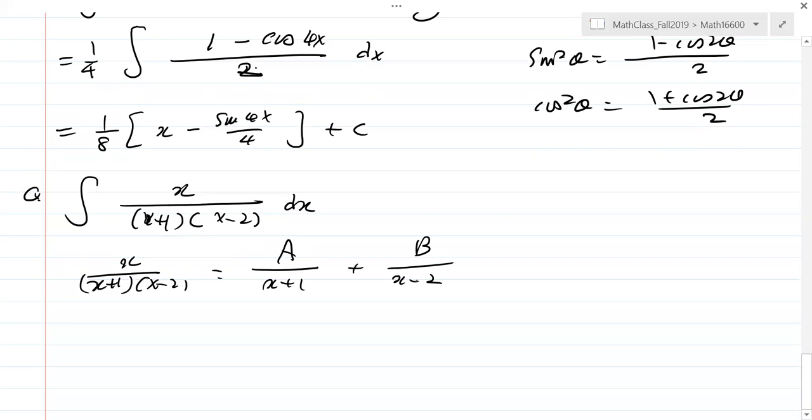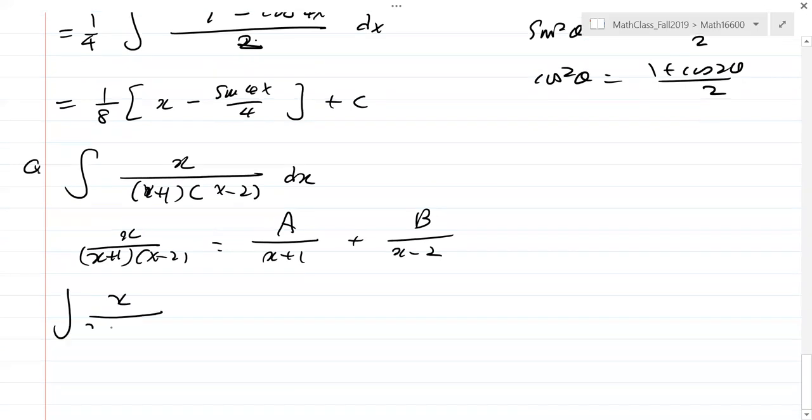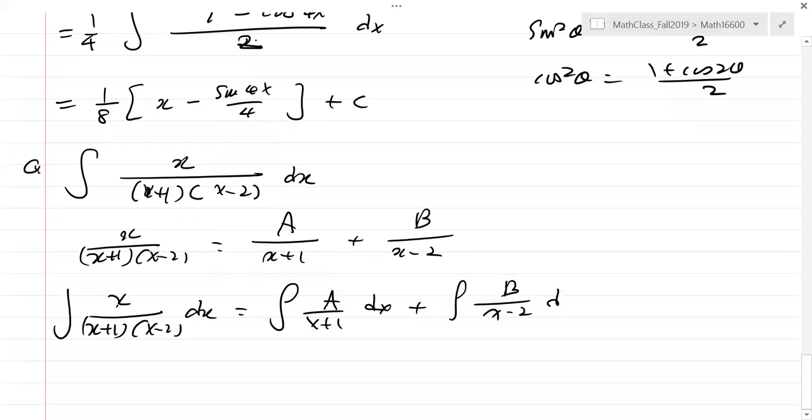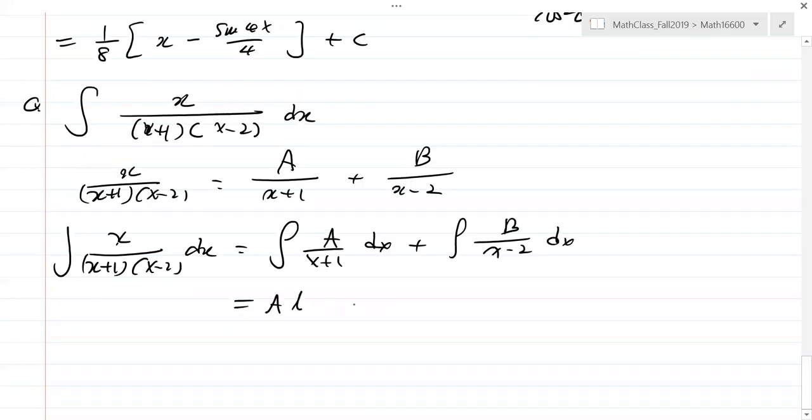You can wait until later to figure out what A and B are, but I guarantee there's an A and B there. If you can do that, the integral is going to be the integral of this function plus the integral of this function, right? Then this is going to be A natural log of x plus 1 and B natural log of x minus 2. So that's a strategy to solve the problem. Write down the answer in this form first. When you have time, come back to figure out the A and the B.